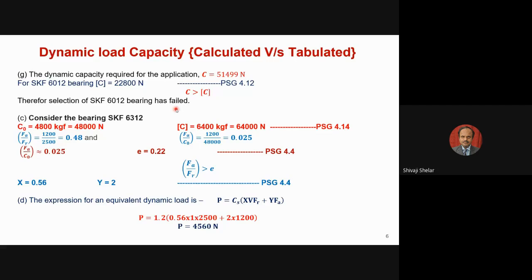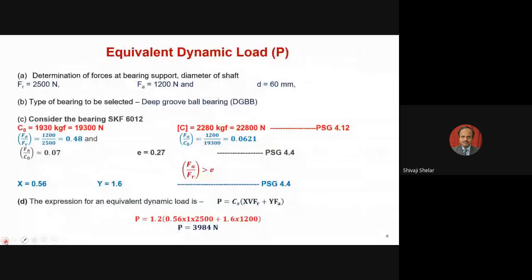Now, why has our selection failed? We could go back and do all this calculation again, but let's go back to the slides and I will tell you why. Let's go to the initial data. We selected the bearing 6012. Whenever we select a bearing, you should follow certain thumb rules. It is not written anywhere in the textbook; this is expertise we gain after doing some exercises.